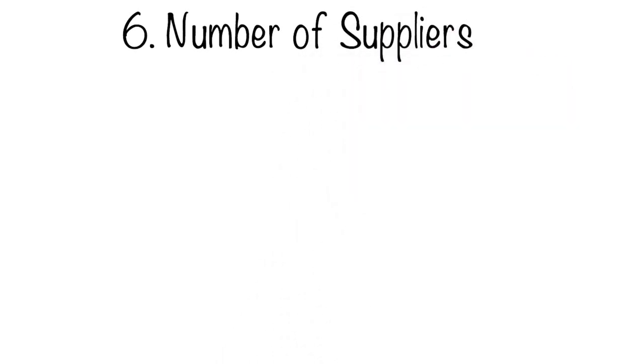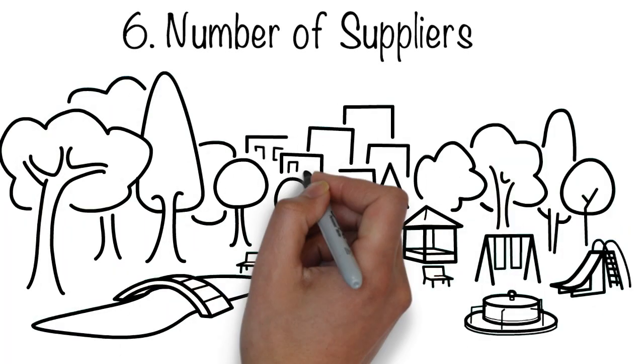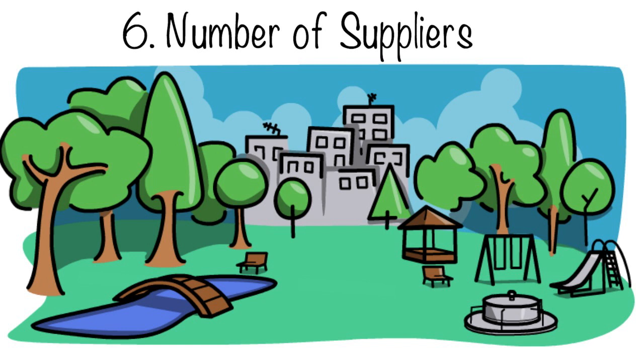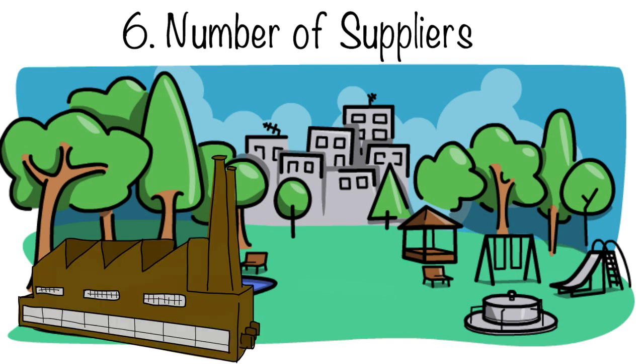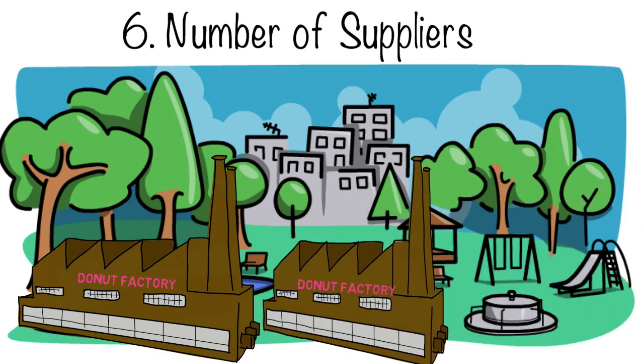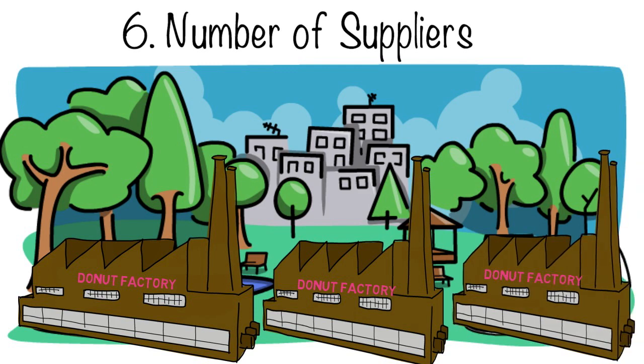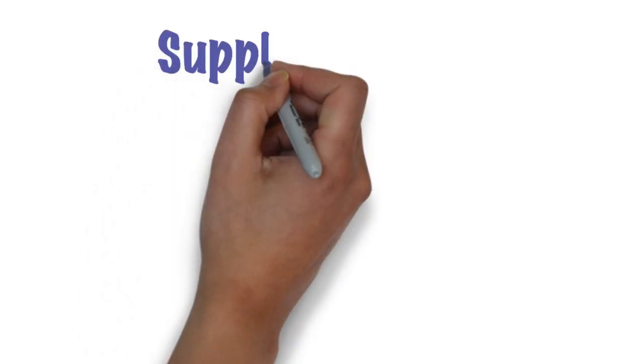Number six then is the number of suppliers in the market, simply the number of producers that are supplying donuts. In this case, if we just have one factory in the market, you would have limited supply. However, as new suppliers come into this market over time, you will see the supply curve shift to the right. So an increase in the number of suppliers increases supply on the market.